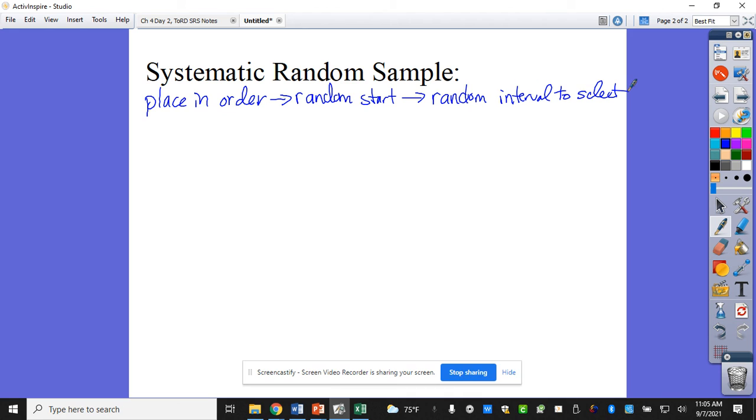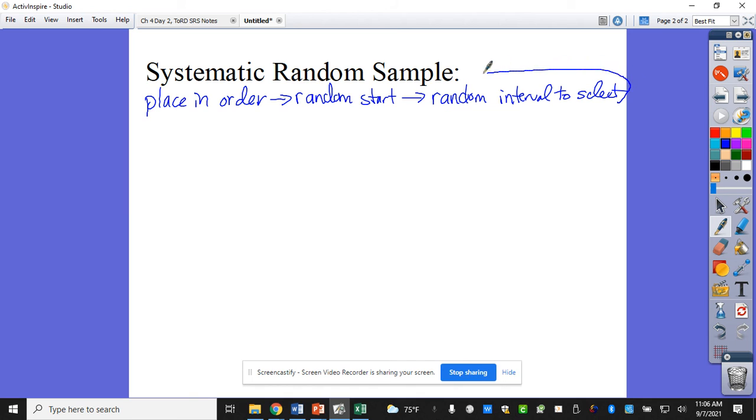So if I want to do this with our class, I could put you guys in alphabetical order, roll a die to see which person I would start on, and roll a die again to see what interval I would go by for who I select.